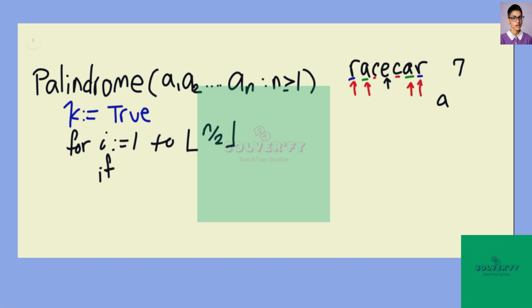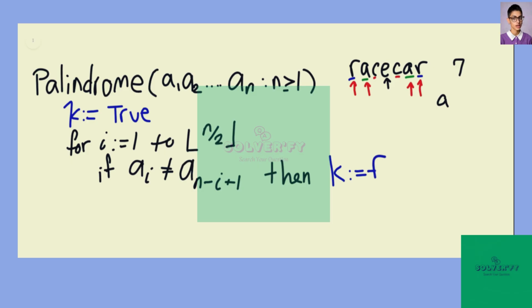if A_i is not equal to its mirrored value, which will be index n minus i plus 1, then we'll switch k here. Then we'll set k equal to false.